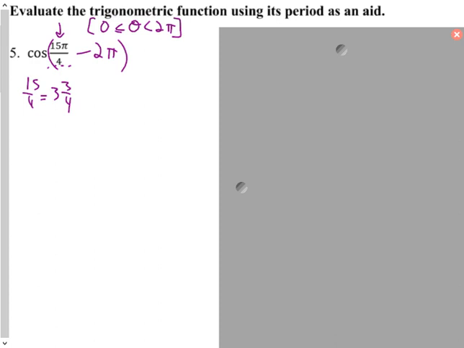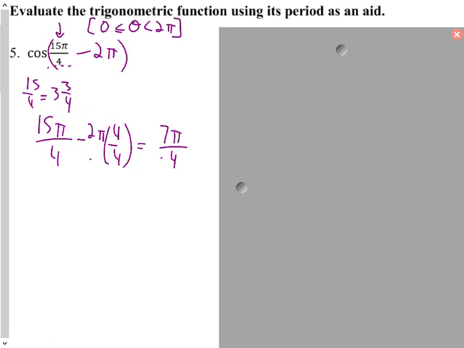And why 2π? Because that's 1 period, right? If I'm subtracting 1 period from my angle, I'm going to get the exact same result, right? And when we finish, we can plug it into our calculator and double check. I'm very sure it's going to work. So 15π/4 minus 2π, which is 8π/4. So 15 minus 8 is 7π/4.